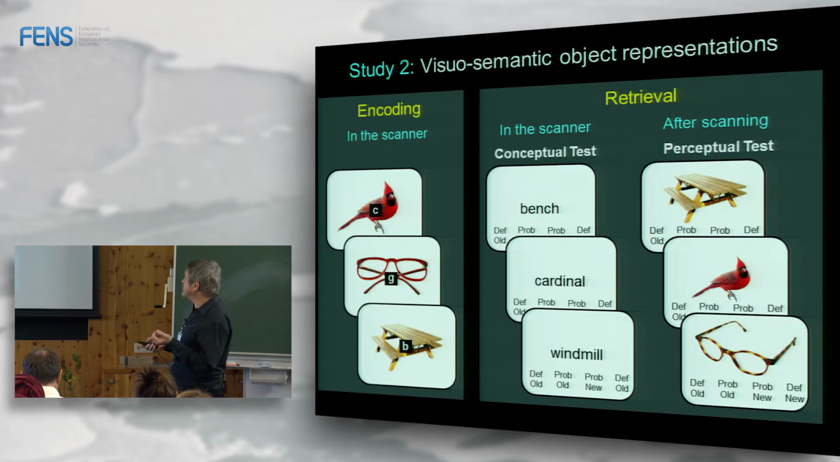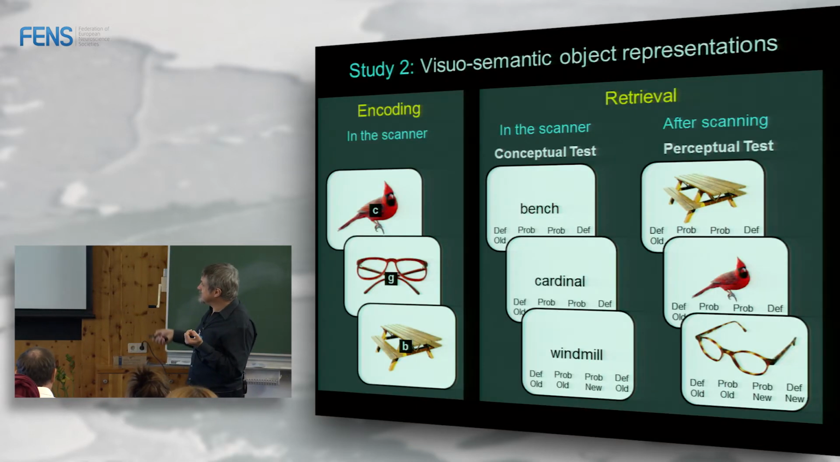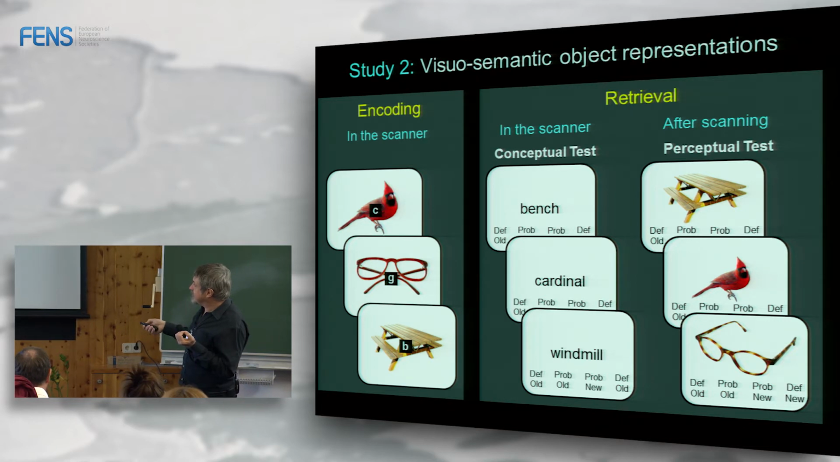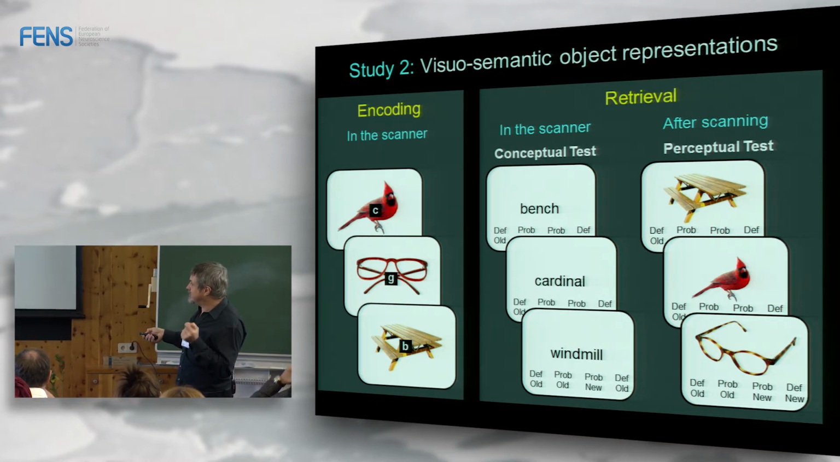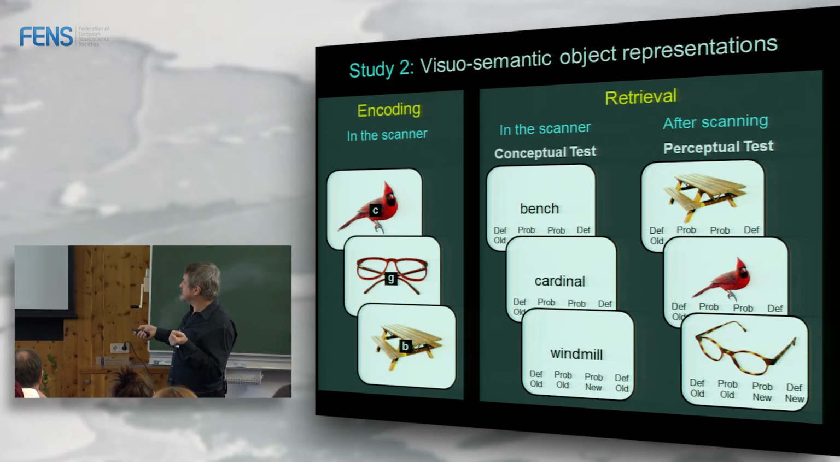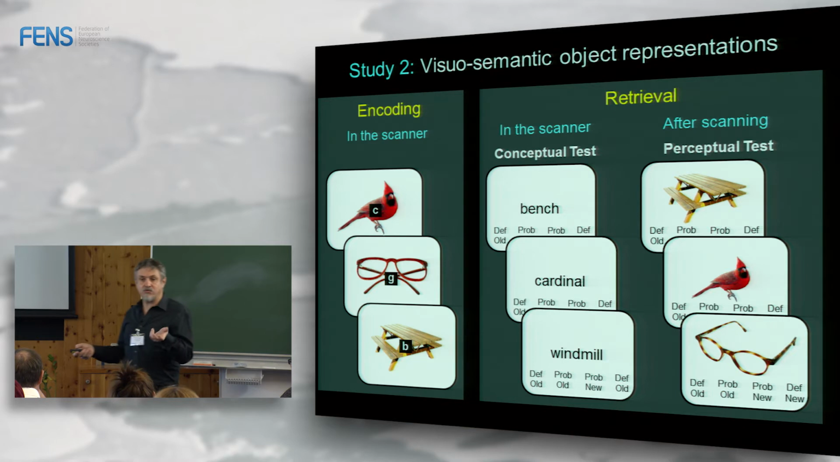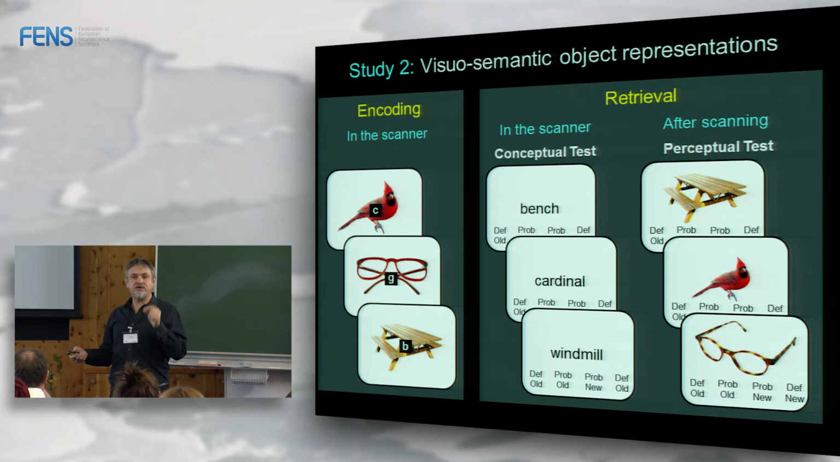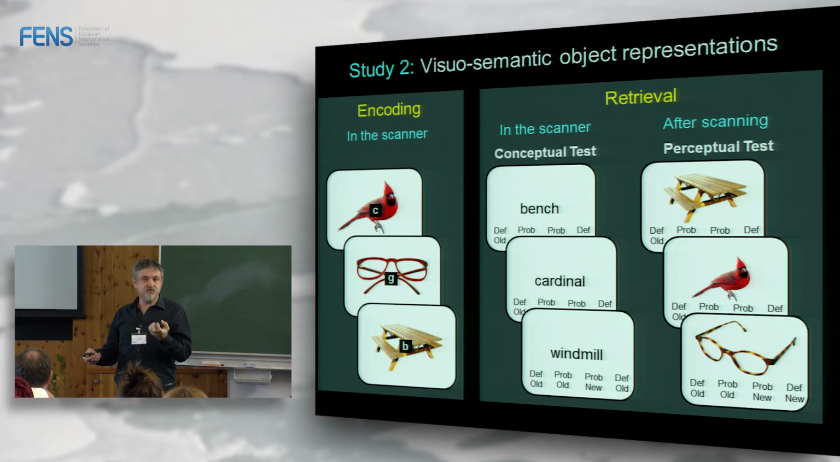So we tried to look at that. We presented all these objects with an initial letter, and the participants' task was to press a key when the letter didn't match the object. So for cardinal, glasses, and bench, it works, but once in a while it doesn't work. We wanted to ensure that people would be naming the object, which is important for full semantic processing of that object.